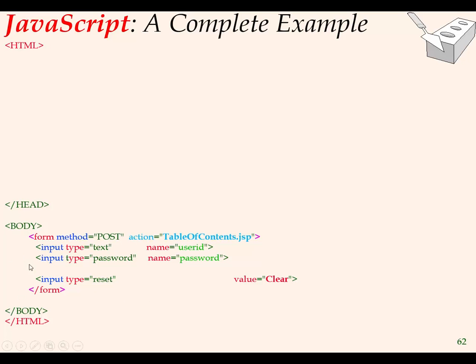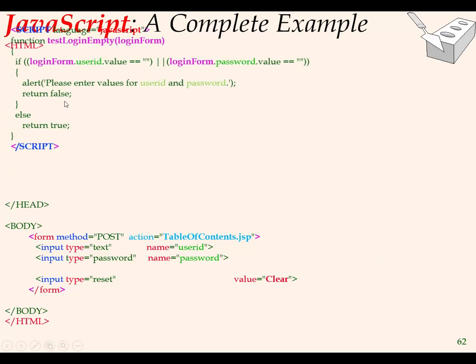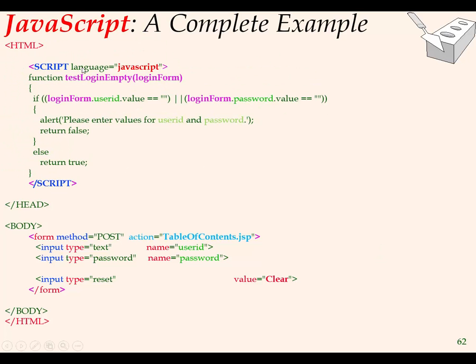So here in the body of this HTML document, I'm going to place my form. And this is the script and script language JavaScript, and this is a function test login empty. It takes as a parameter the login form, is going to access the user ID that I named this element and access the password, and is going to see if you enter something in there. So if you didn't enter something in there, this is the alert, a pop-up. Please enter value for user ID and password.